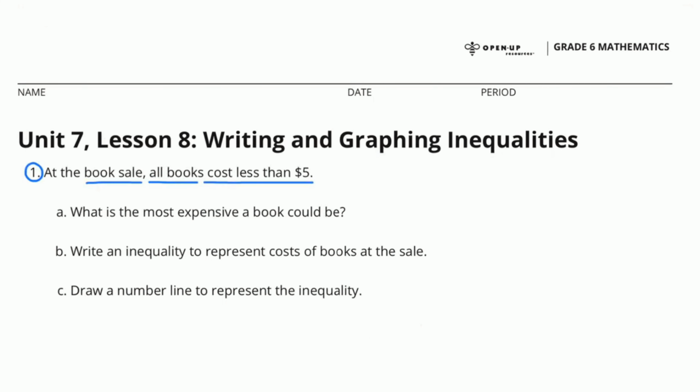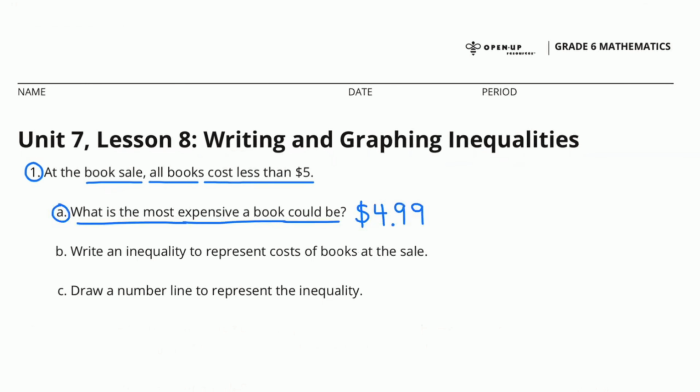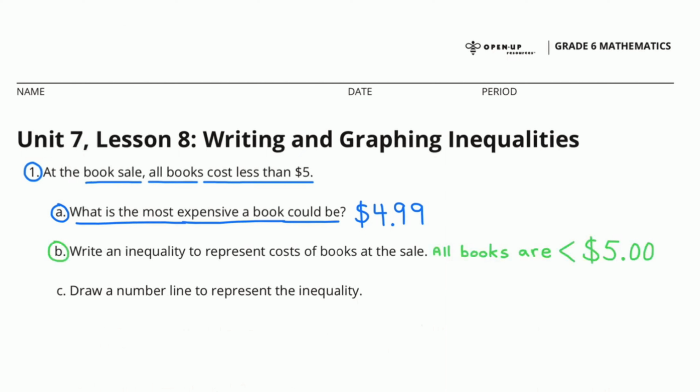Number 1. At the book sale, all books cost less than $5. A. What is the most expensive a book could be? The highest price a book could be would be $4.99, since all the books cost less than $5. B. Write an inequality to represent costs of books at the sale. All books are less than $5.